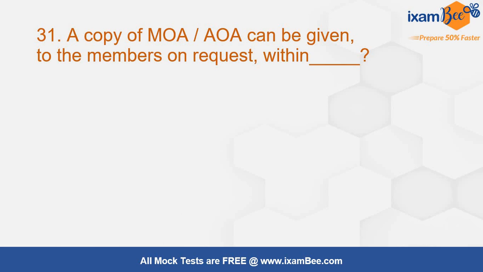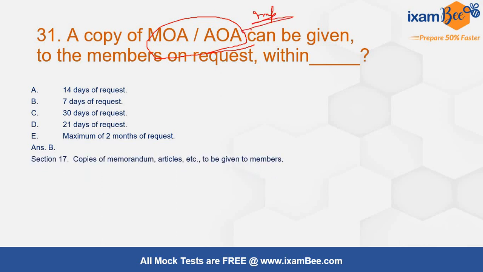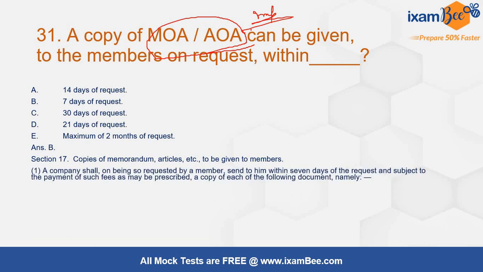A copy of memorandum of association, articles of association can be given to the members on request within 14 days of request, 7 days of request, 30 days of request, 21 days, maximum of 2 months of the request. Again, answer is B, 7 days of request. MOA, AOA, these topics, there is no doubt, indeed ये बहुत important है. It is very important for you. कोई भी तरीके का question आप expect कर सकते हो. Section 17 talks about this particular provision.